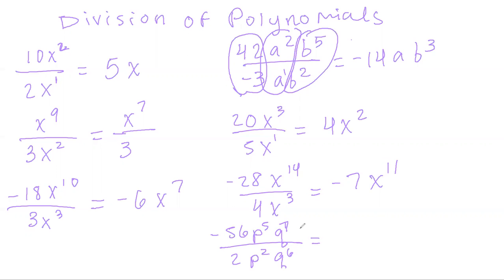Negative 56 divided by 2. I want to say that's negative 28, but I'm just going to double check real quick. Yeah, it's negative 28 p cubed, and then q, just q, because 7 minus 6 is just 1.